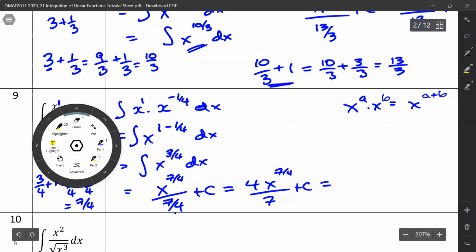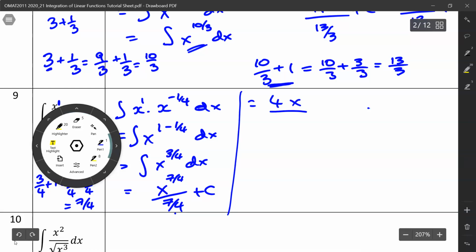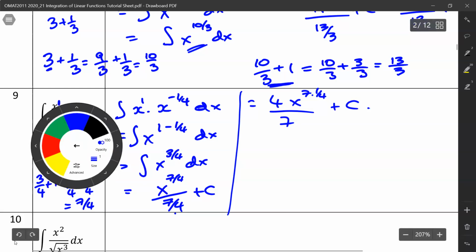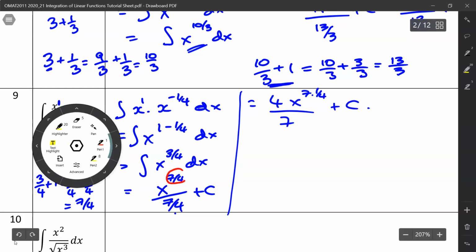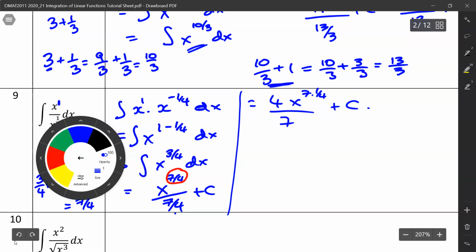I'm going to just cross it out here and go up to the top because we're running short of space here, to be honest. So I'll come up here to the top. I'll rewrite this as 4 times x over 7, and the 7/4 I write as 7 to the power of 1/4 plus the constant of integration. So I split the 7/4 here into 7 times 1/4. And once I've done that, I can then say that's equal to 4.